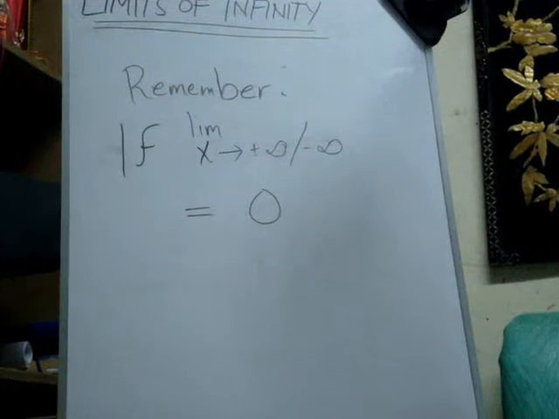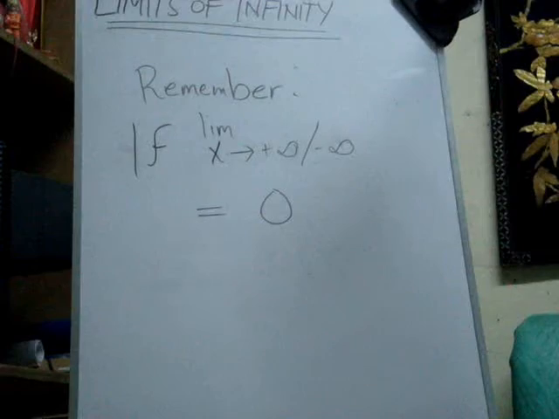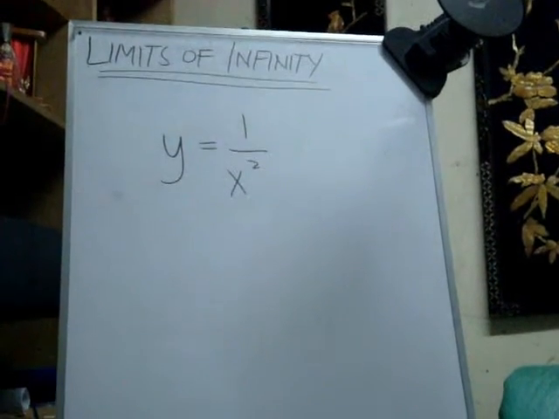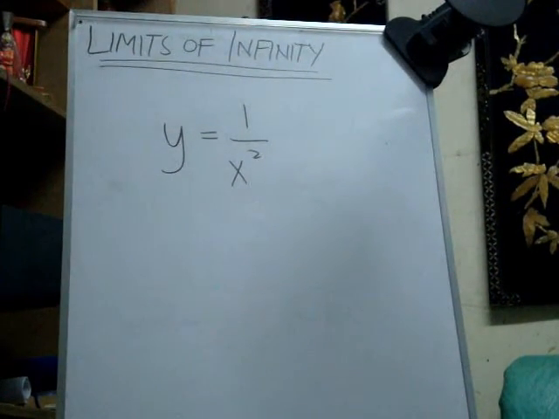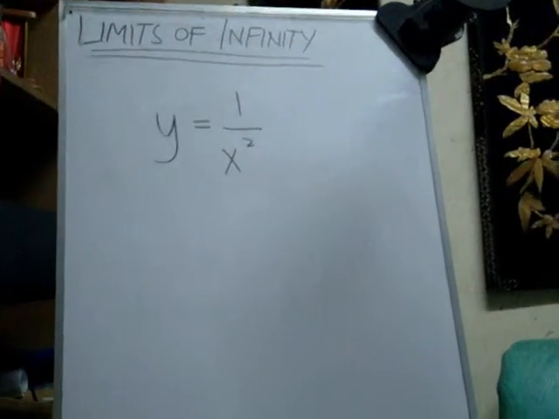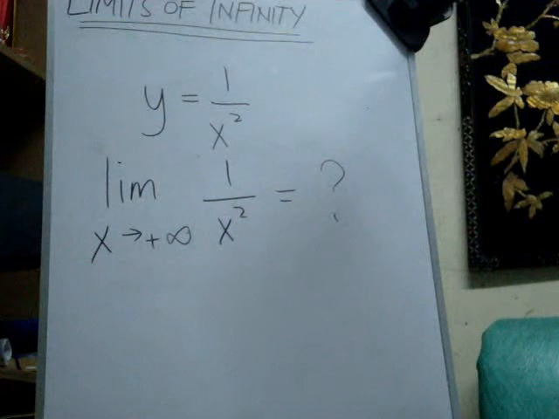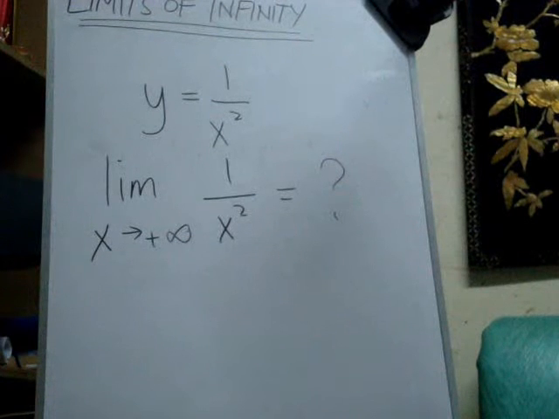I'm gonna teach you how to solve for the limits of infinity. So guys, remember, if x approaches infinity, it is always equal to 0. So here, I have a sample problem wherein y is equal to 1 over x squared. I'll convert this into limit form. So here I have the limit of 1 over x squared, where x approaches positive infinity. As I said earlier, if x approaches infinity, it is always equal to 0.